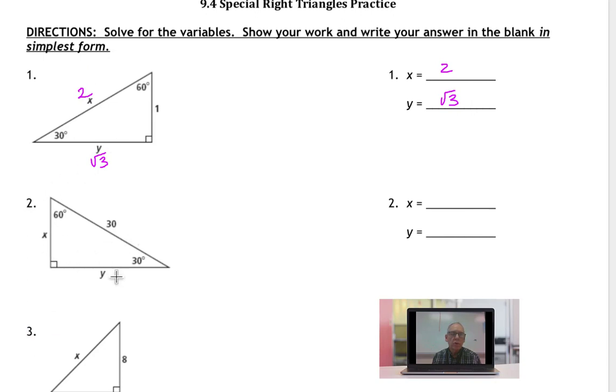Let's look at number 2. 30 is the hypotenuse, so 30 divided by 2 is going to give us the side opposite the 30, and 15 times root 3 is going to give us the y. So x is 15, y is 15 times the square root of 3.